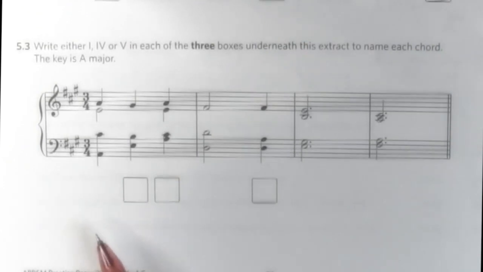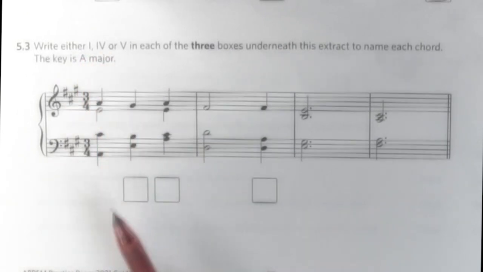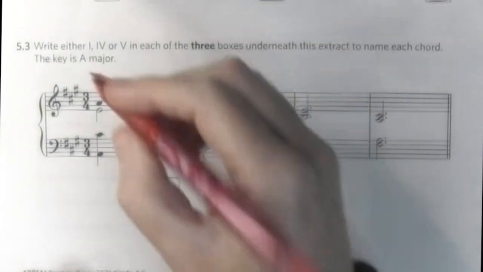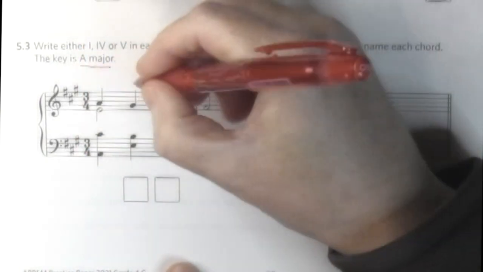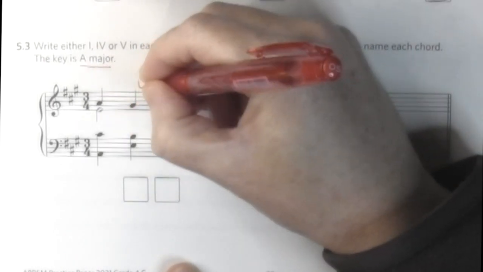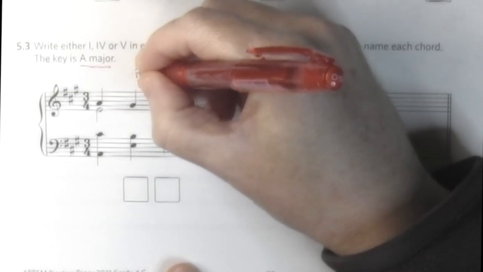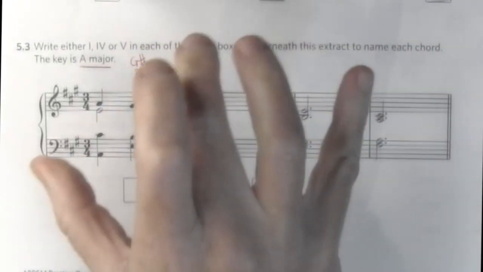Done. Question 3. In this final question of section 5, we need to identify the degree of the chords, but in this case we need to put the notes in order. Thankfully, we're given the key. We are in A major. Okay, so here's the technique. Find the names of the notes first. So mi, si, and sol sharp. Then we put them in order.